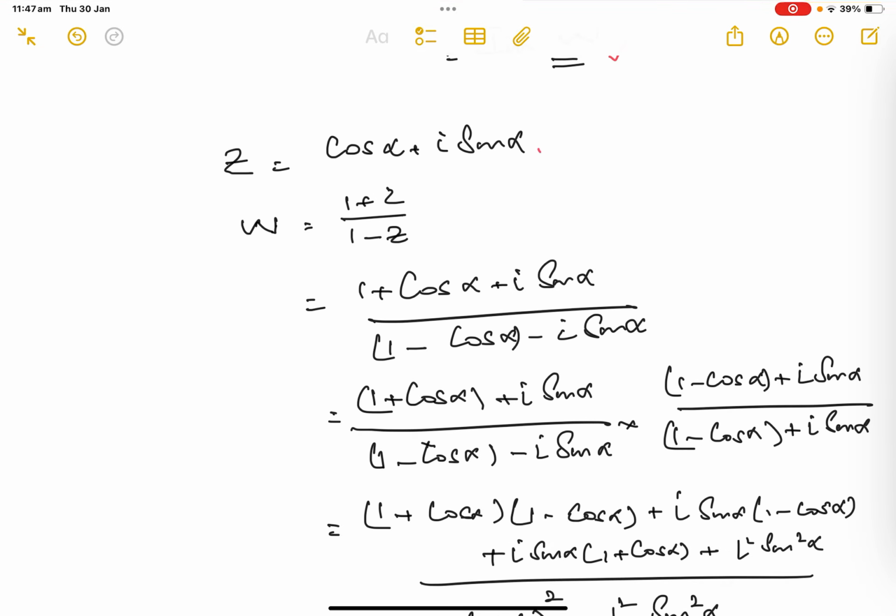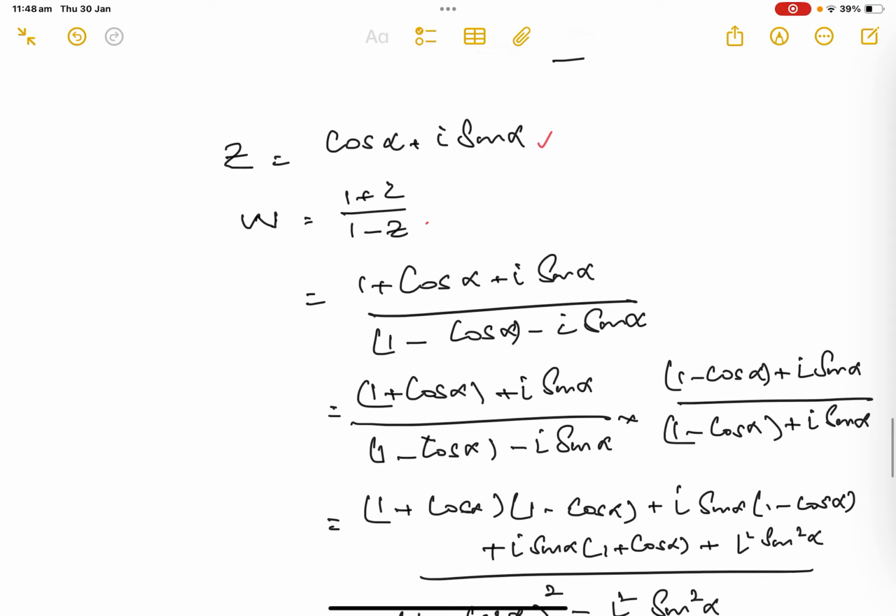Right, given that z equals cos alpha plus i sin alpha, and w equals (1 plus z) over (1 minus z), we simply substitute the cos and sine for z. So we get 1 plus cos alpha plus i sin alpha, over 1 minus cos alpha minus i sin alpha.